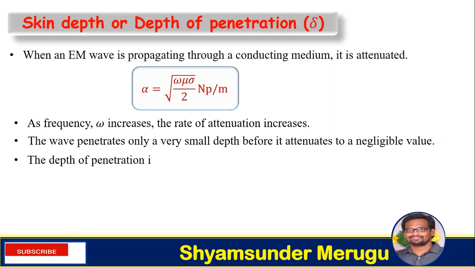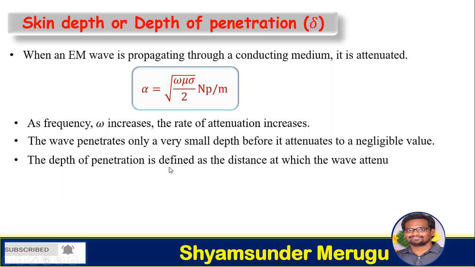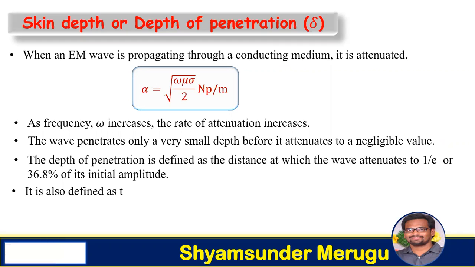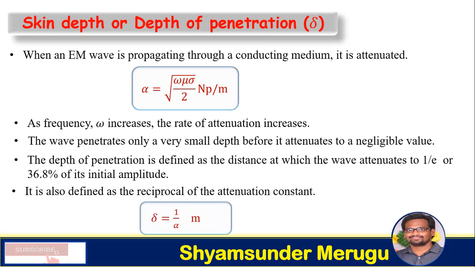The depth of penetration is defined as the distance at which the wave attenuates to 1 over e or 36.8% of its initial amplitude. It is also defined as the reciprocal of the attenuation constant alpha, so that we can write delta equal to 1 by alpha in meters.